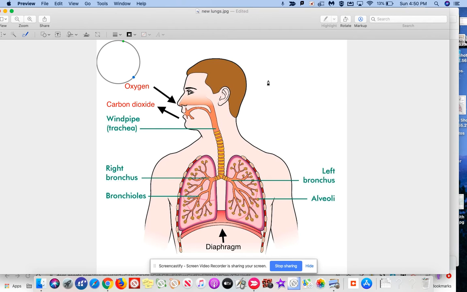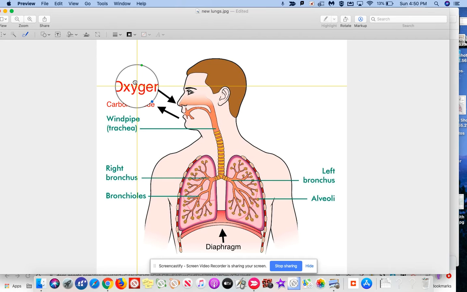Hi, just to make sure everyone understands how the respiratory system works and how you should be filling in your notes for our human body unit for science. So here's a diagram of the respiratory system, and it's really all about getting in the oxygen that we need and getting the carbon dioxide that we don't need out.